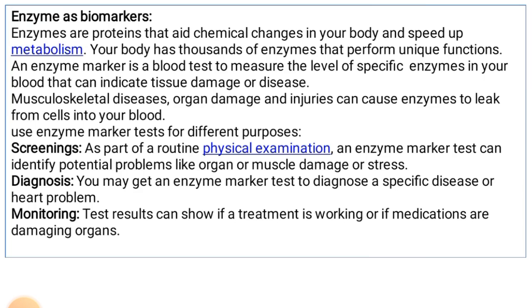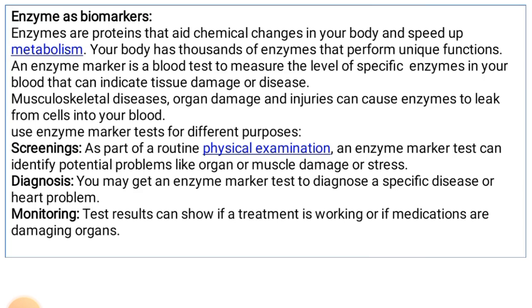The first one is screening. As part of routine tests, various people undergo routine checkups, and in that case also we use enzymes as biomarkers. In a routine physical examination, an enzyme marker test can identify potential problems like organ or muscular damage, or any stress in the body.